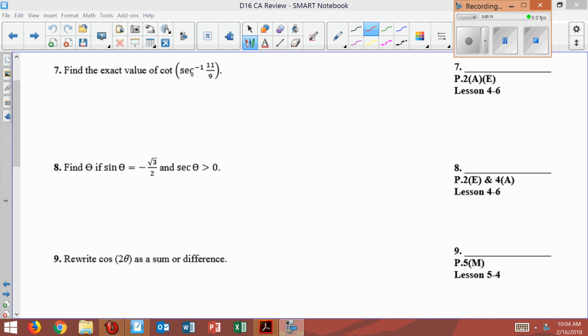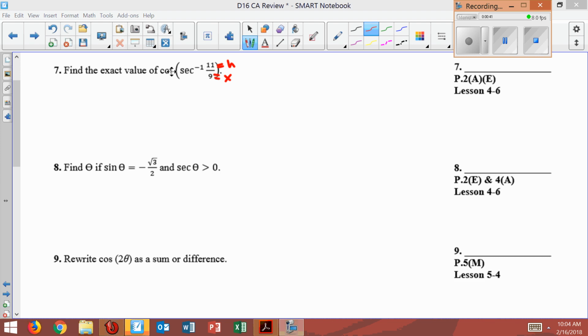We know secant is the reciprocal of cosine. Cosine's relationship is x over h. So this right here is our h. This is our x. Now here's basically what's happening. This inside the parentheses is going to take these side lengths and find some angle. But then when you plug that angle into cotangent, it's going to give you side lengths again.